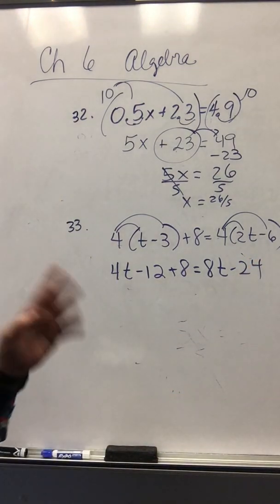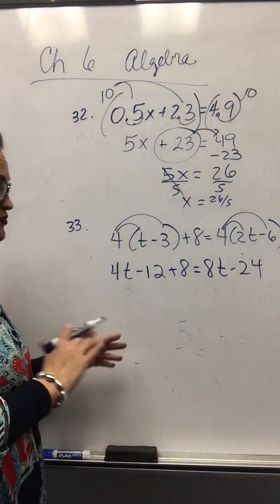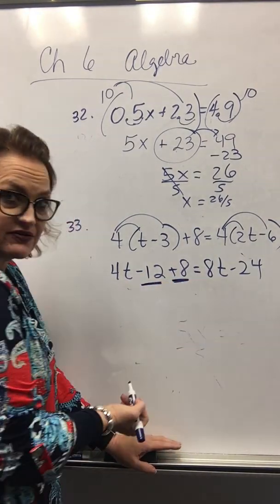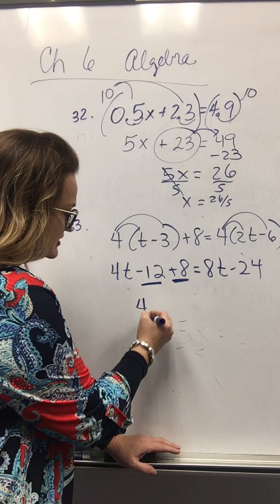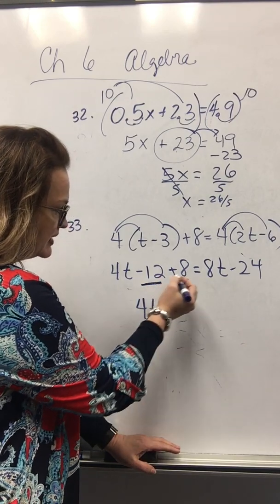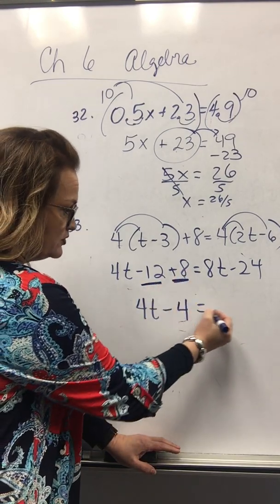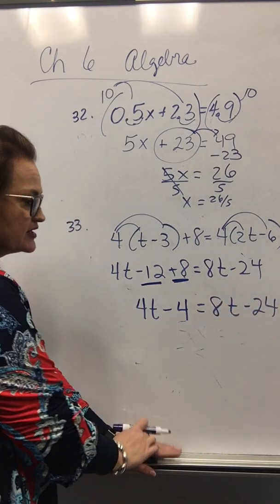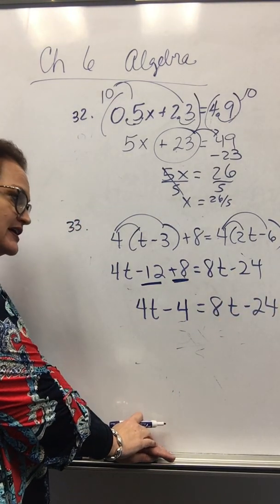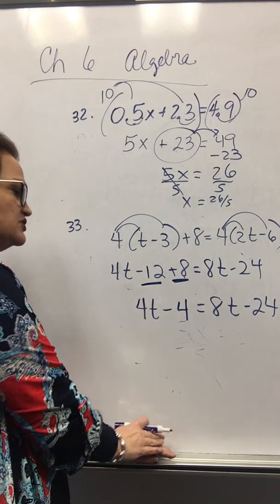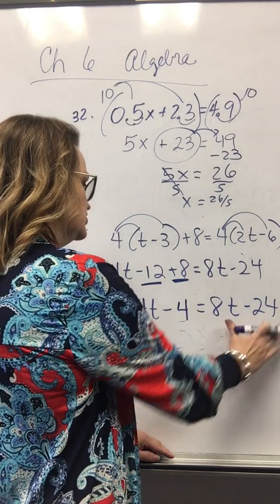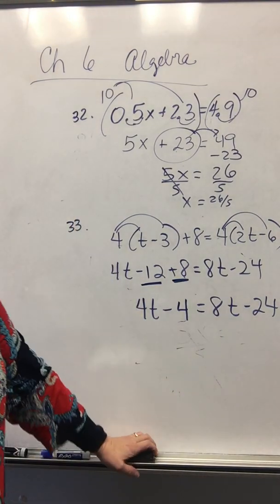And again, you clean each side up as much as possible before you move your terms around. So on the left side, I've got a minus 12 and an 8, right? So that needs to be consolidated. Bring down your 4t, minus 12 and 8 is minus 4. The right side, just 2 terms, and they're not like terms. So that's as good as I can get it. So the best you can get, you should be able to get it down to at most 4 terms. 2 and 2 there, if you've consolidated.